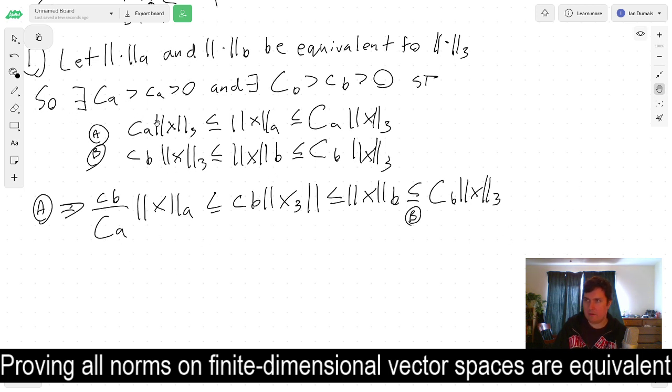If I do the same sort of trick here where I multiply by big CB over little ca, then I'm going to get CBX3 here, which will be less than or equal to big CB over little ca xa. So I multiplied these two through by big CB over little ca to get this. And then I already know this is less than or equal to this.